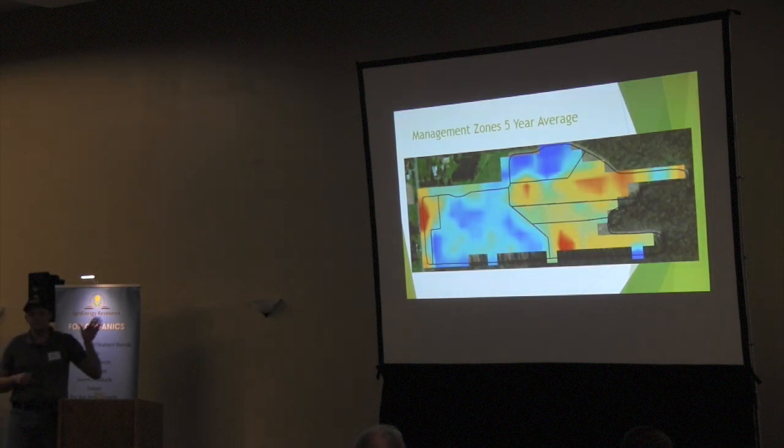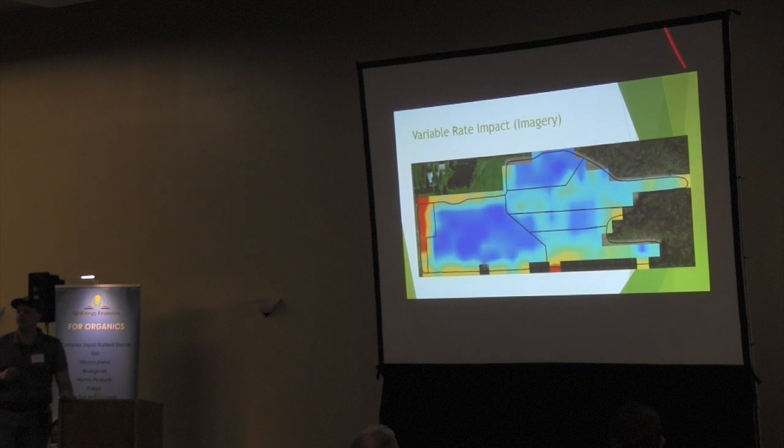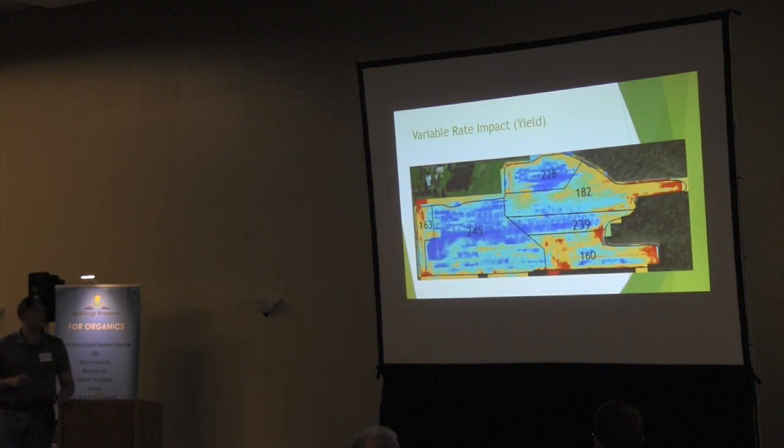Okay. So, with our 5-year average, we adjusted it with variable rate seed. That's how we went after it. We got some impact. Now, granted, we didn't get perfect. We're still off here. We're still off here. There's a lot of soil compaction here. This is where the driveway is, but we're still off it. But we were able to make a difference.